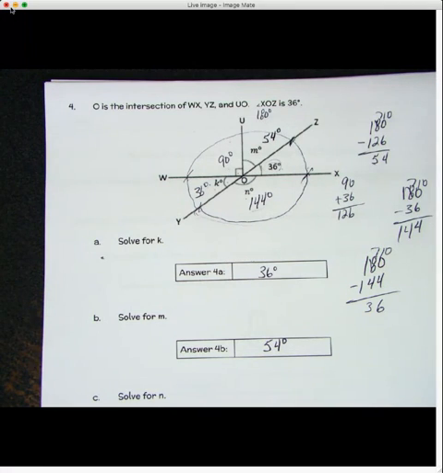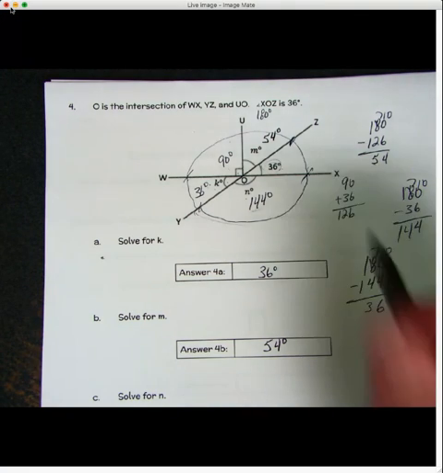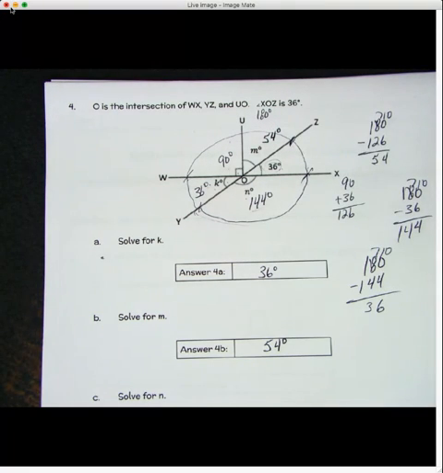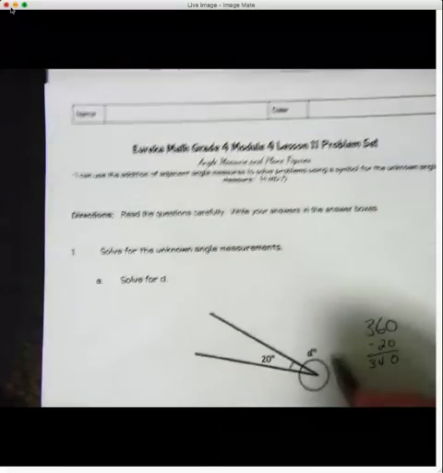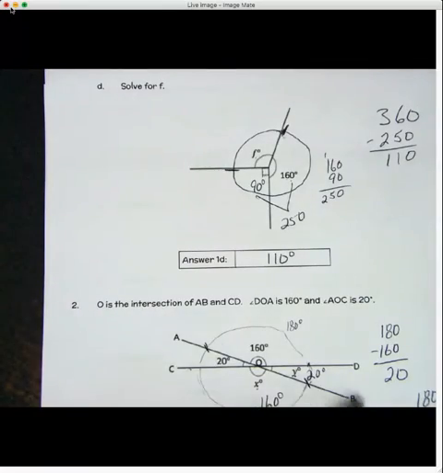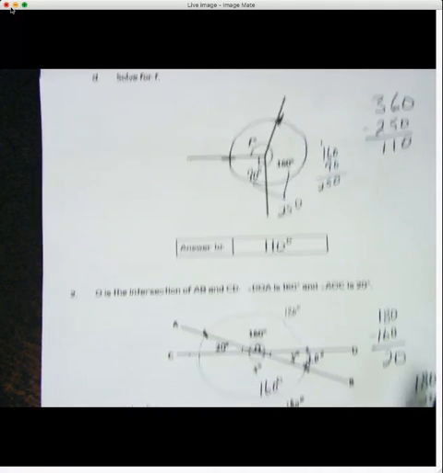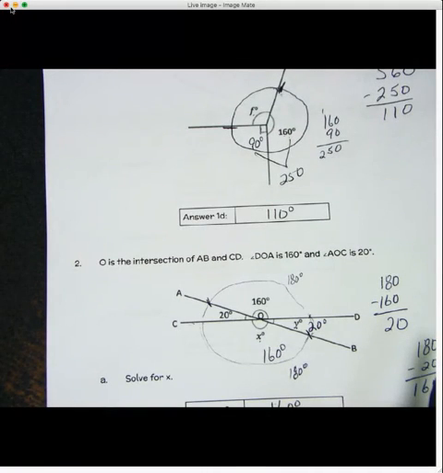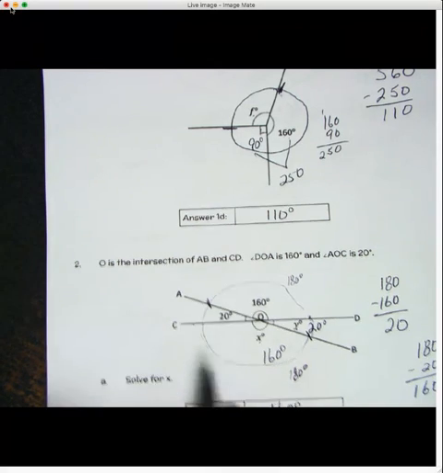Okay. And so that's how you're going to work on today's homework. Just make sure that you are either subtracting from 360 if it's a circle like this is, but when you get into some of these problems with intersecting lines, you're going to have to subtract from 180 to find the answers, okay?